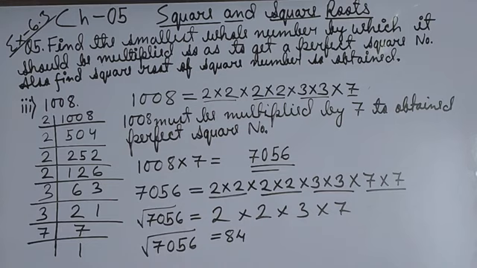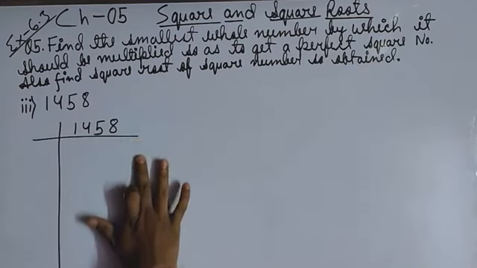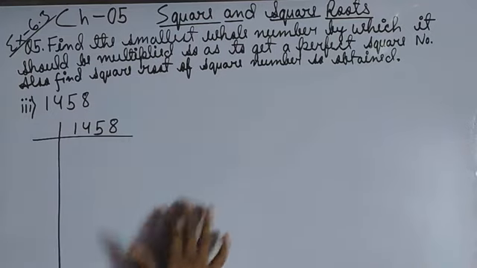One more question we are doing of the same type. Now the next type is the part 5th of your question number 5. In this also you have to tell by what number 1458 must be multiplied so that the number obtained is a perfect square number, and you have to find the square root of that perfect square number. The approach will be the same. The number which is given, you have to first find the prime factors of that number.